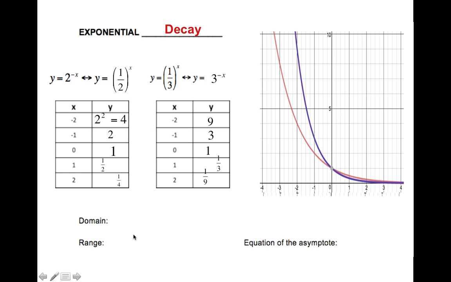Great. Domain, the same as before. X values are negative infinity to infinity. Y values, the same as before. The y values, it never reaches 0. There's an asymptote, and it goes to infinity in the positive direction. So 0 to infinity are the y values. And the equation of the asymptote, the same as the last one, at y equals 0.